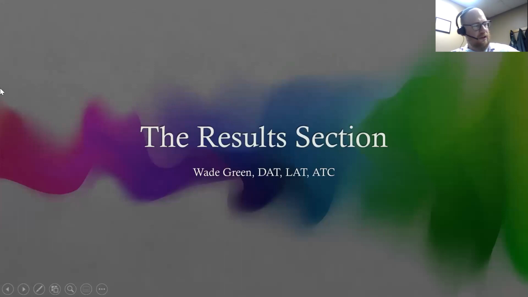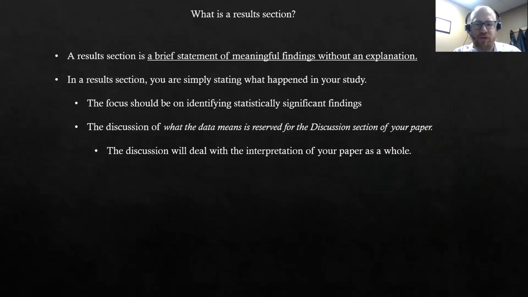Okay, so the results section, right? Ultimately, what are we trying to accomplish with the results section? We're stating what happened in the study, right? So a brief statement of meaningful findings without an explanation. We're not quite to the explanation portion yet. That's typically reserved for the discussion section that we'll talk about in a little bit. But ultimately, what we're focusing on in the results section is attempting to identify findings that are statistically significant. We leave any discussion of what that means, or what the data itself is trying to tell us, for the discussion section.